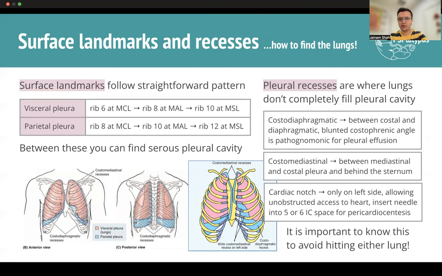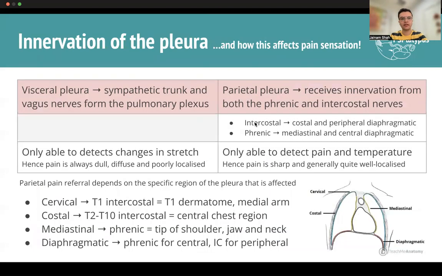So why is this all important? Well, essentially, you don't want to be hitting the lungs because you're going to cause lung collapse, which is never good. So as long as you know where these recesses are, that's a really, really good start. And they'll be used for a lot of procedures as well as imaging techniques.